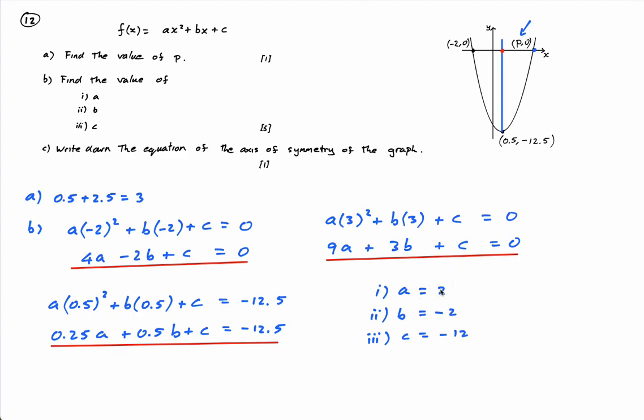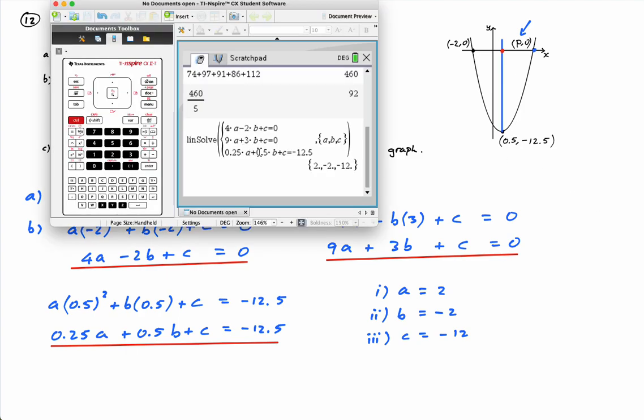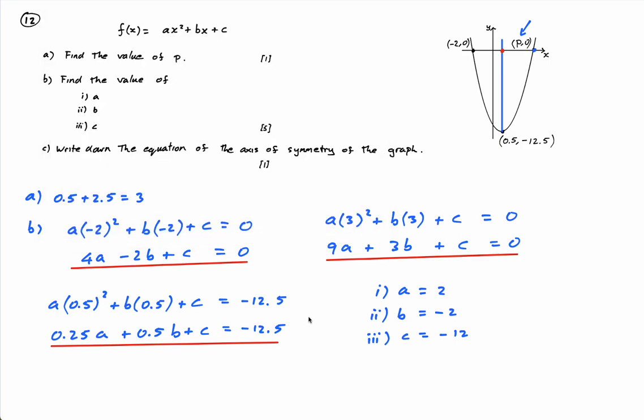Do those answers kind of make sense? Well, the a gives me the positive smiley face parabola, so that's fine. -12 makes sense because it's down here, and the b, well, it causes that little shift over here, so that's fine as well. So 2, -2, -12, correct.